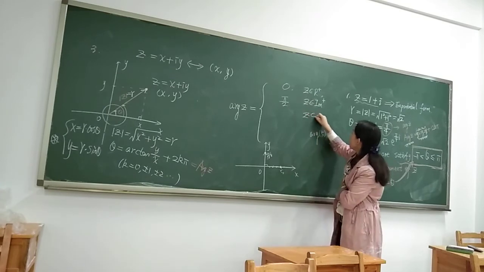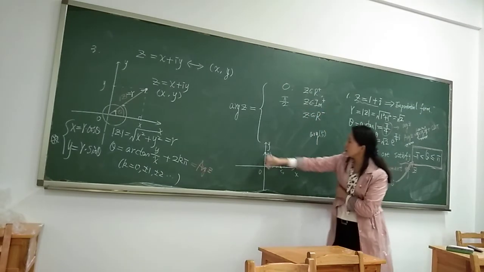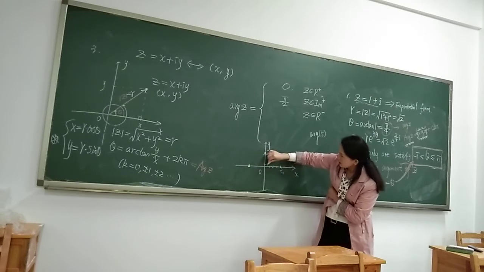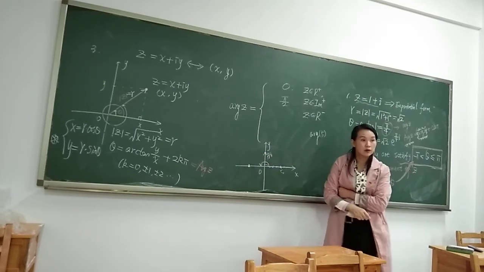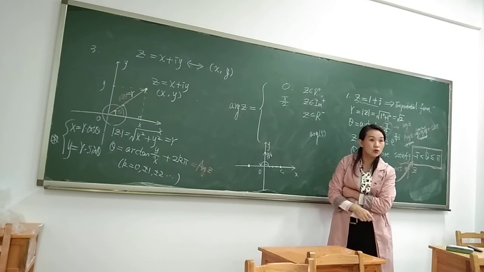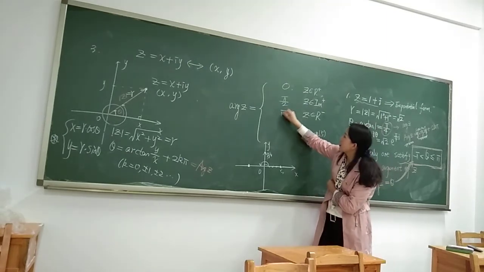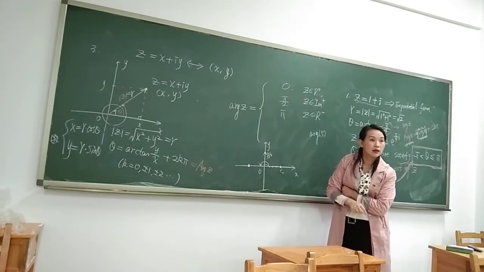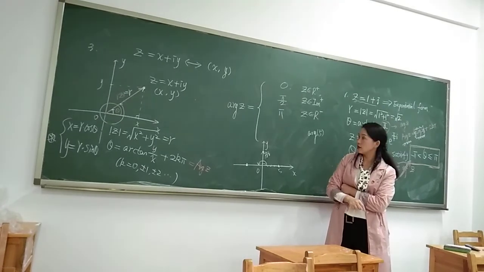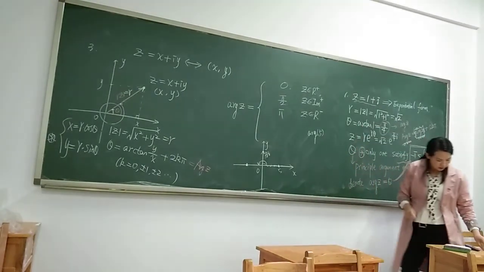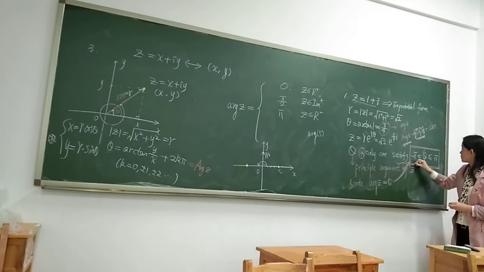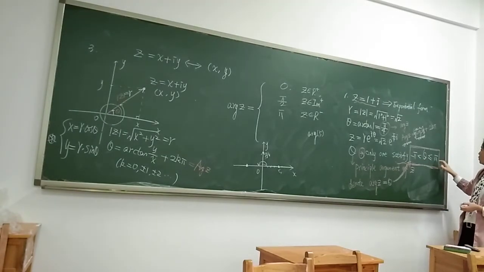If Z belongs to the negative real axis, this angle is pi. It is not negative pi, because we need to satisfy this condition. So pi is inside, but negative pi is not inside. So we need to take pi, not negative pi.